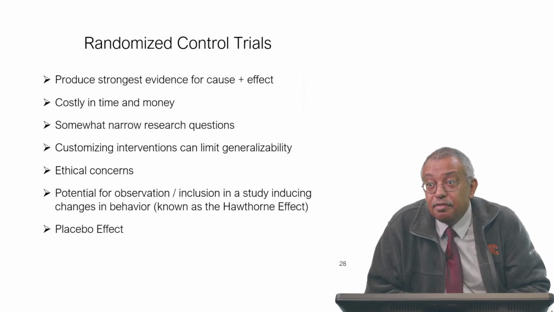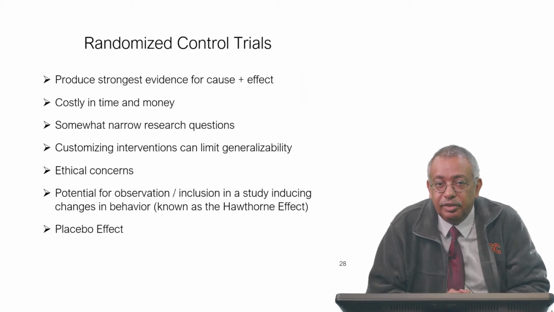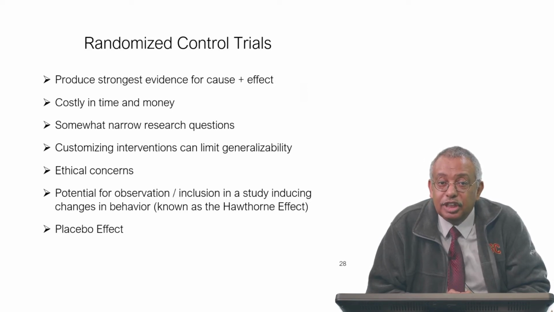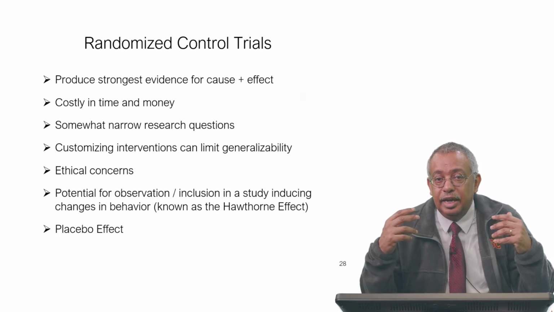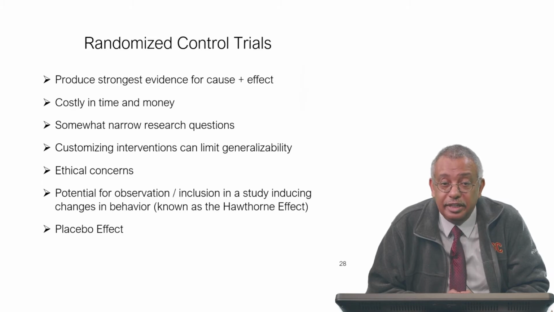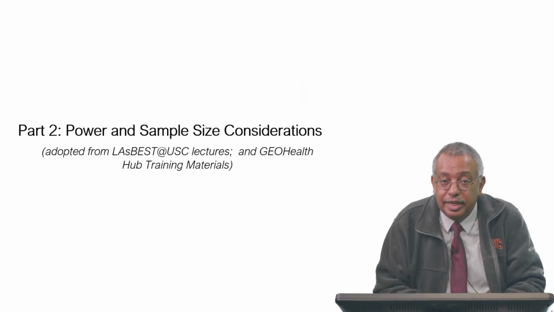It produces the strongest evidence for cause and effect. Of course, you have to be very narrow and explicit in your research questions. And sometimes when you try to customize interventions, this could limit generalizability. There could be some ethical issues that you really have to pay attention to. And the potential for observation and inclusion in a study inducing change in behavior is possible. This is sometimes known as the Hawthorne effect. We're not going to go into that in any detail. There is also what we call the placebo effect that you also have to pay attention to. Usually we have double blinding in order to make sure that we don't have the placebo effect in conducting this kind of design.